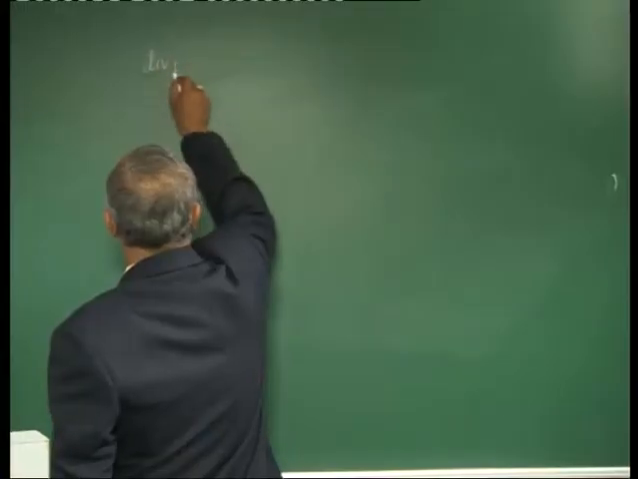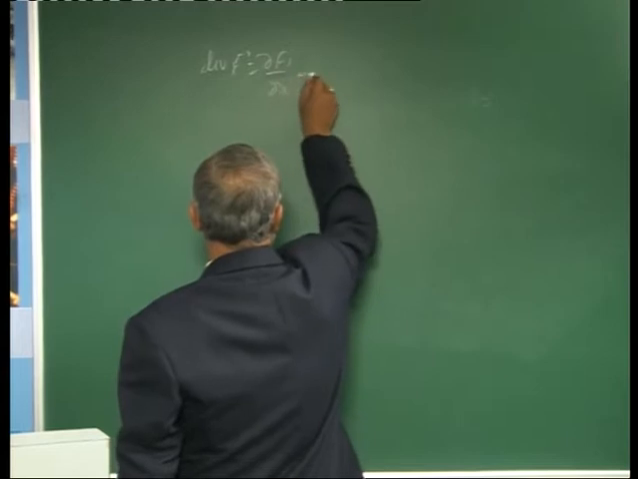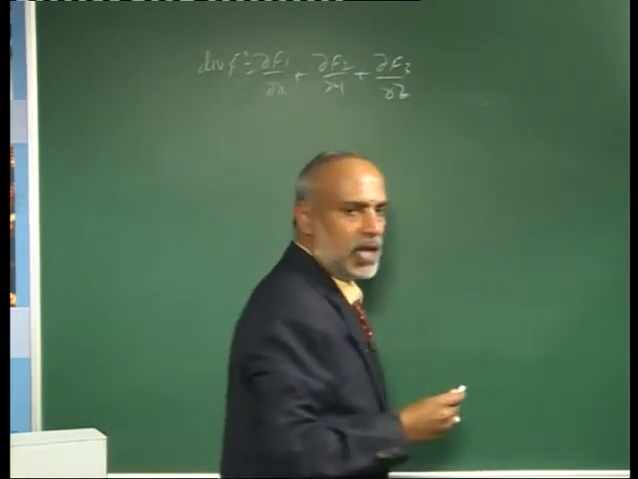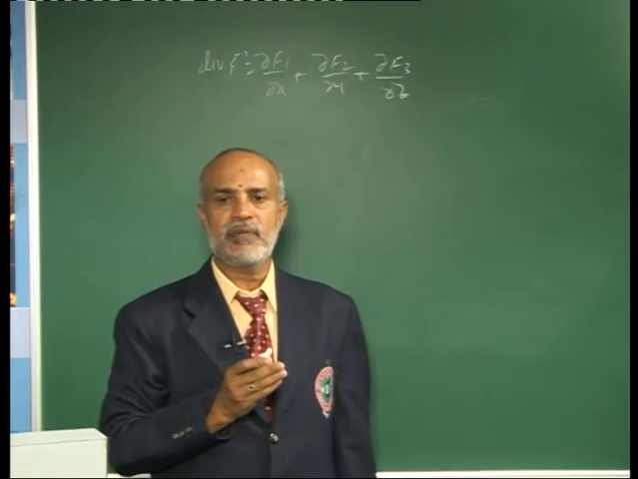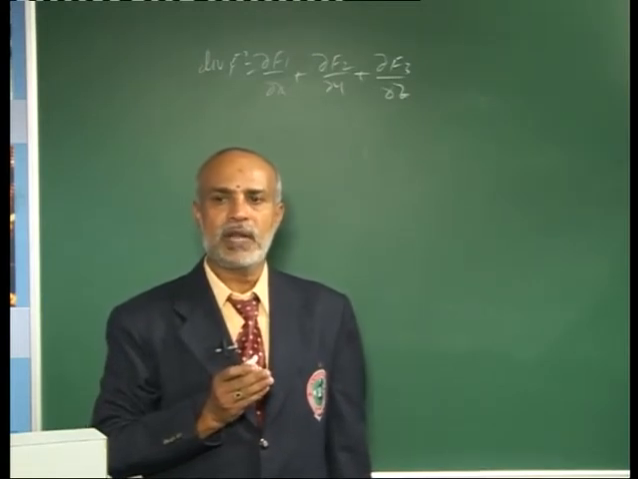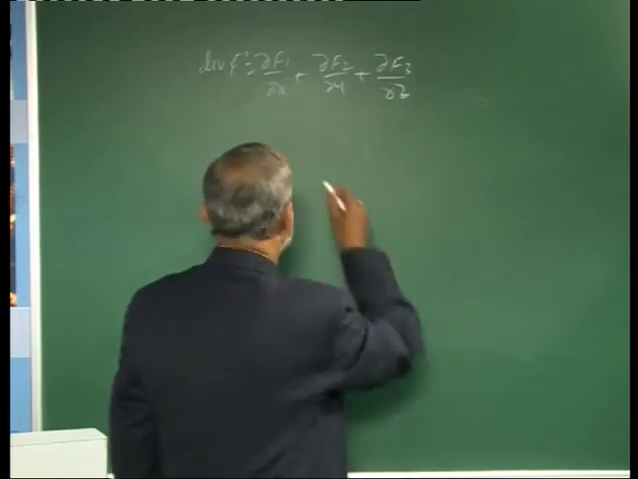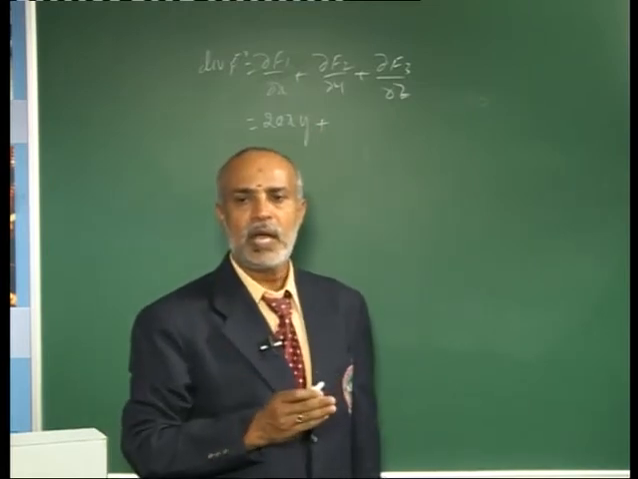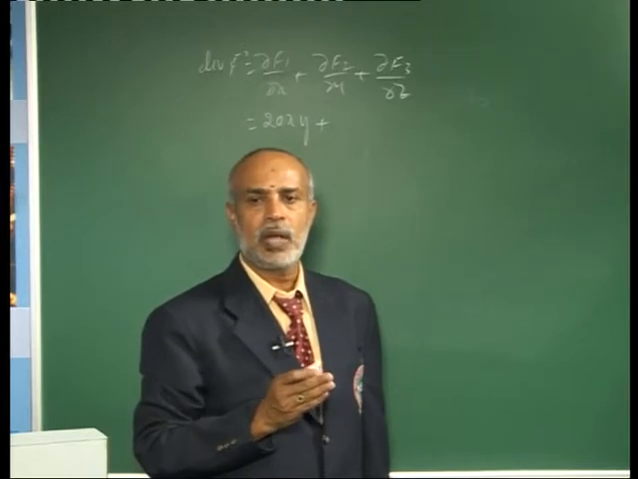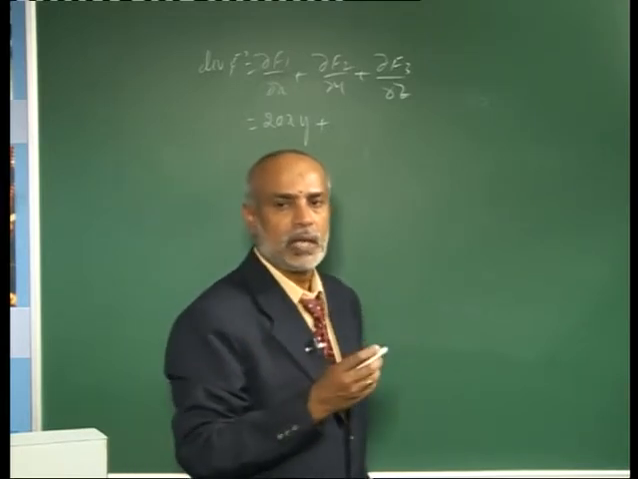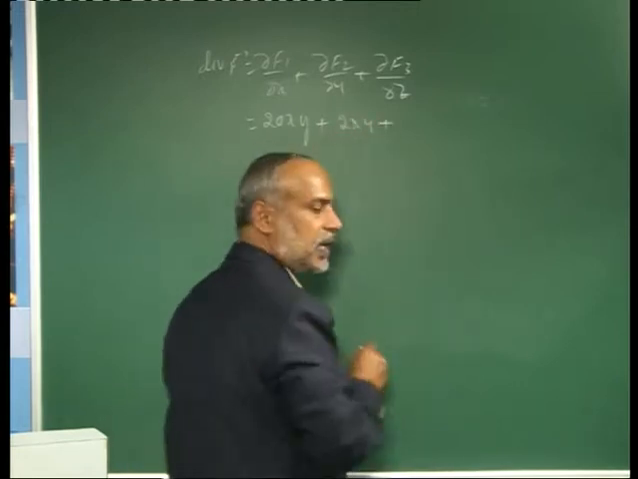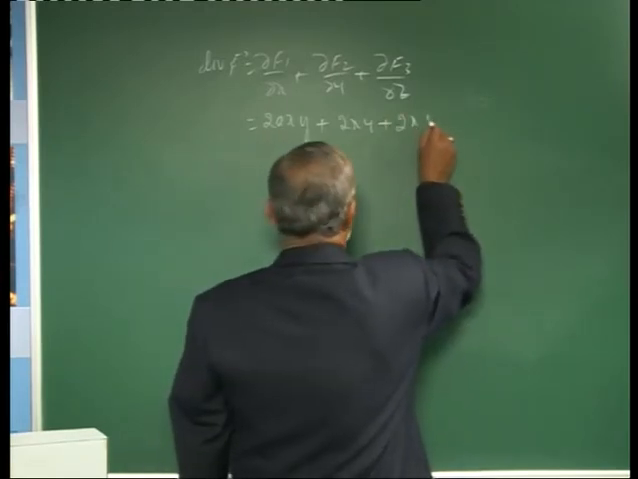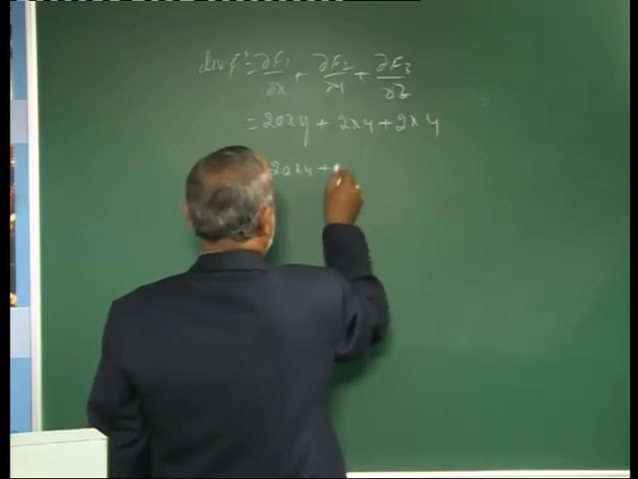Divergence of f vector equals dou f1 by dou x plus dou f2 by dou y plus dou f3 by dou z. See here, in the given f vector, the first i component is f1, differentiating partially with respect to x, a x squared y differentiation is 2 a x y, and the remaining is 0. Plus, similarly differentiating partially with respect to the j component, x y squared with respect to y gives 2 x y, that is plus 2 x y. Plus the k component, differentiating partially with respect to z, you get 2 x y, that is plus 2 x y. This is equal to 2 a x y plus 4 x y.